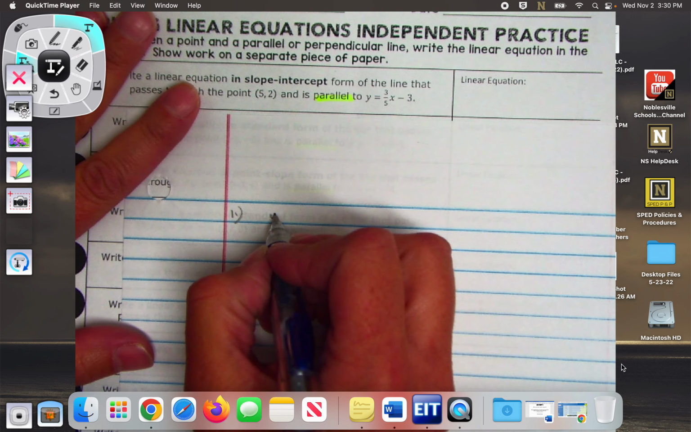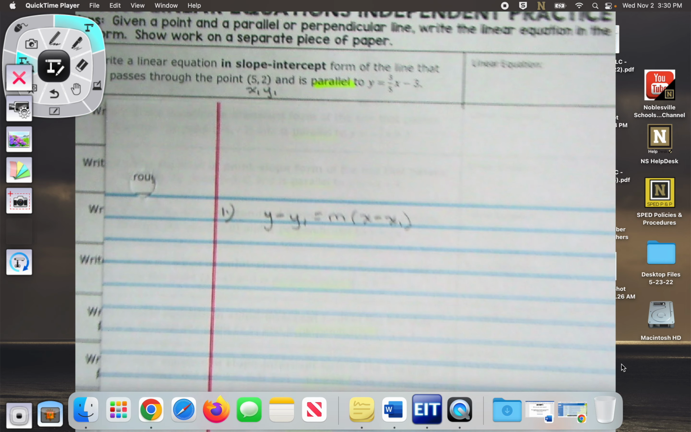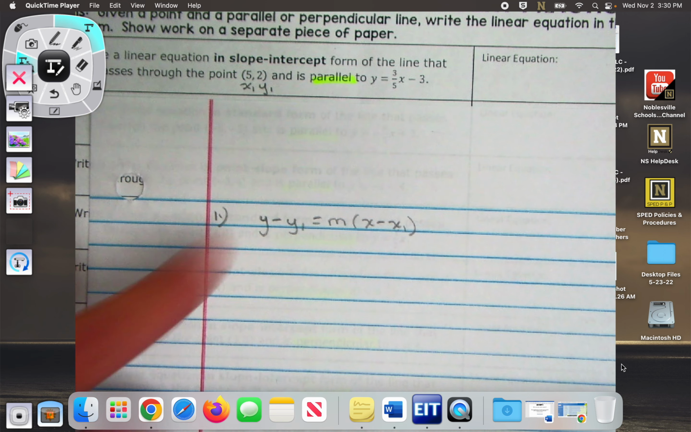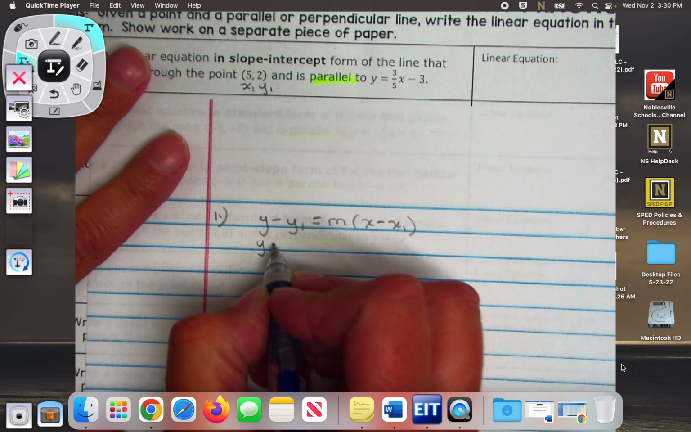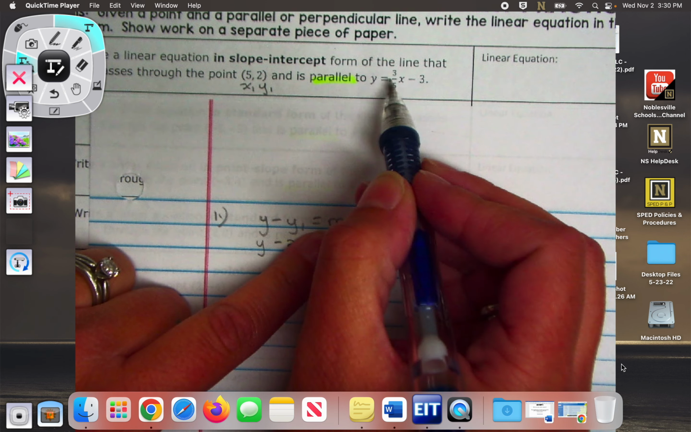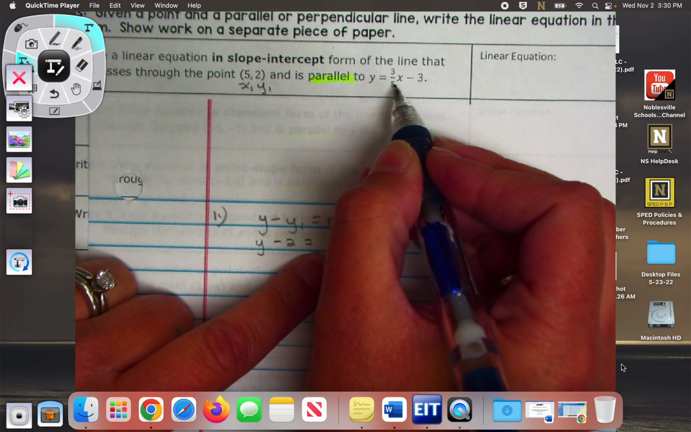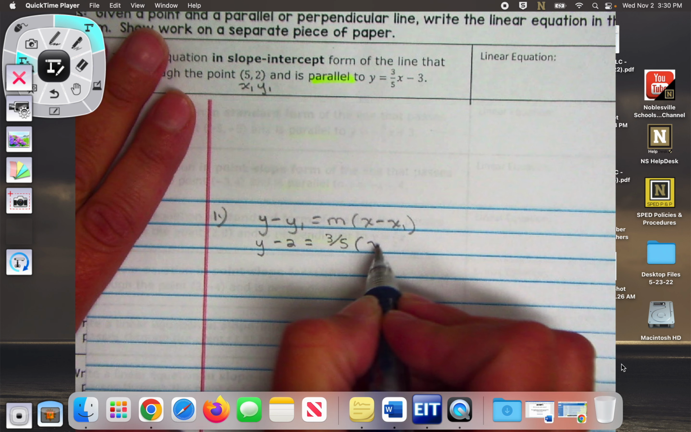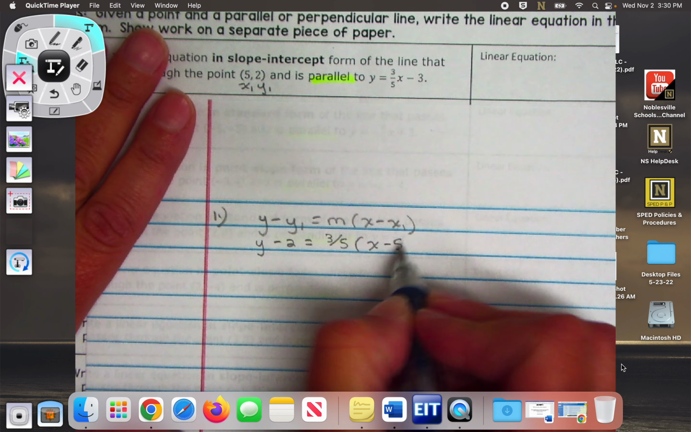Don't forget to label x1 and y1, that will help you. So I'm going to put these into point slope form. Y minus 2 equals, and my slope is parallel, so it's going to be the exact same as the one that I'm given, 3/5 times the quantity x minus 5.